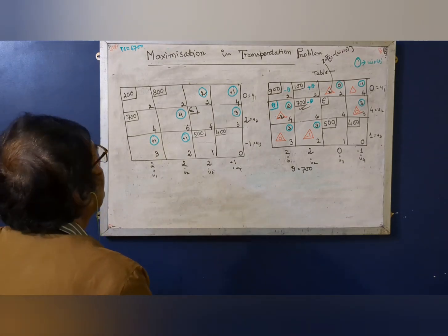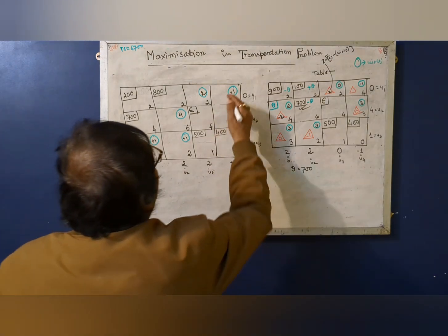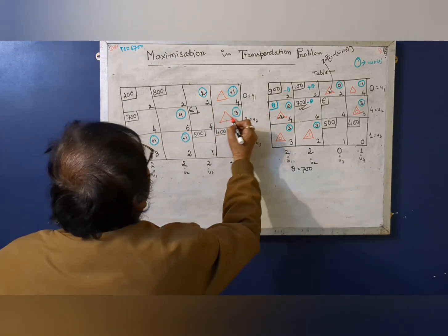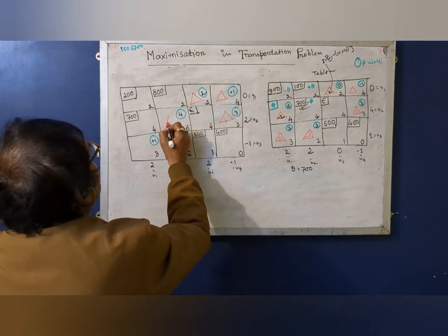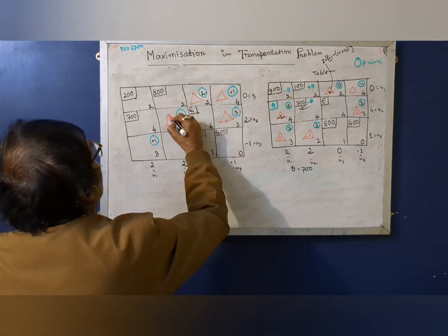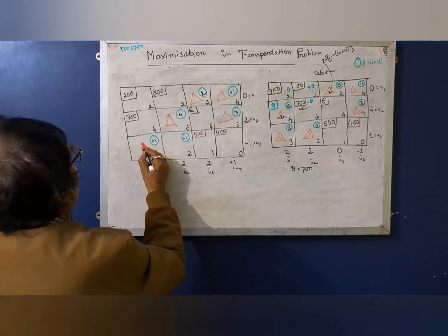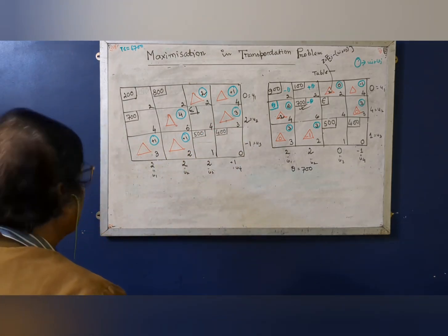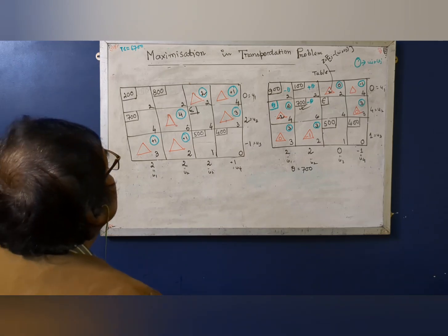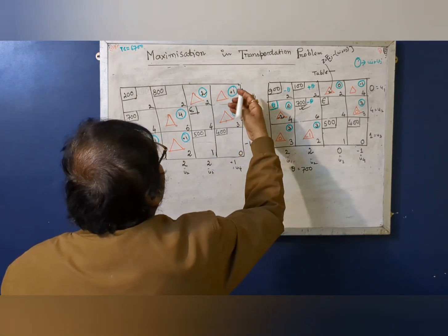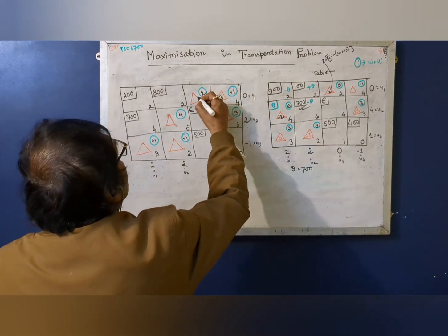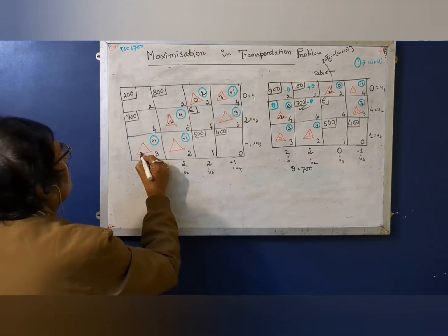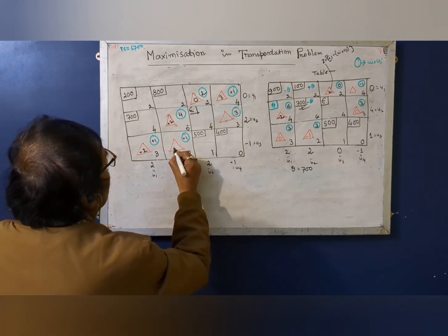Now you have to find out the value of the triangles to check whether you have reached the optimum or not. For that I am writing the triangles for all the non-basic cells in this way. And what is the value of the triangles? 4 minus 1 is 3. This is 3. This is 2 minus 2 is 0. 6 minus 4 is plus 2. 3 minus 1 is plus 2. And 2 minus 1 is plus 1.